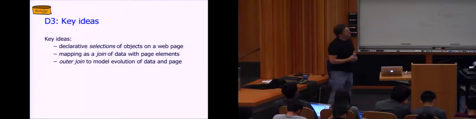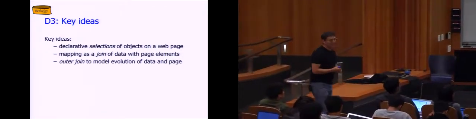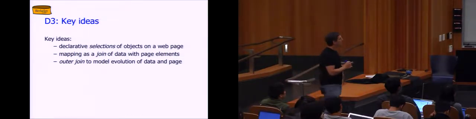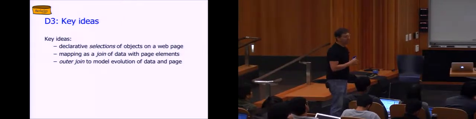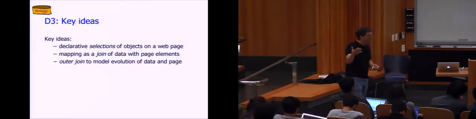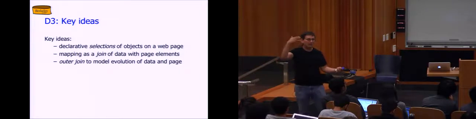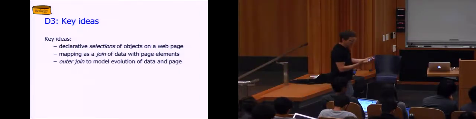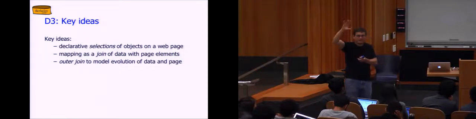So the key ideas in D3 are awfully familiar from a database class. First of all, you can select stuff. You can select objects on the web page, right? You can also select data from sets of data. And you can join stuff. This mapping of data to the document is going to be done as a join of the data with nodes in the document tree. We're essentially going to take the data, transform it, and hang it in the tree of your web page. And it's going to make it light up like a Christmas tree.